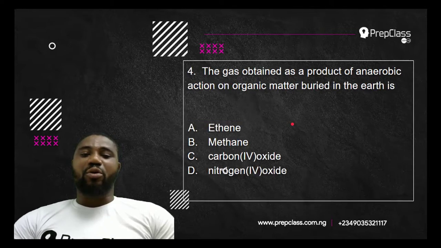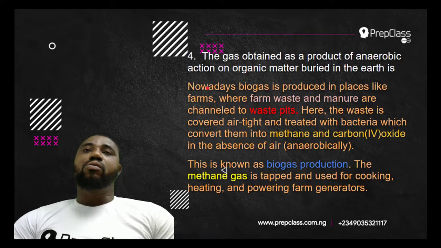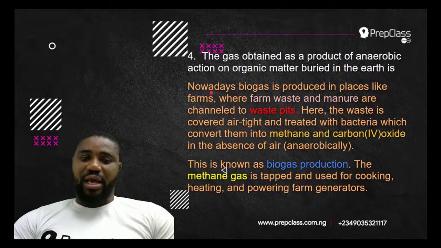Question number 4. The gas obtained as a product of anaerobic action on organic matter buried in the earth is: ethene, methane, carbon dioxide, or nitrogen? Let us see. Now, there's what we call biogas production. Now, look at what I said here.